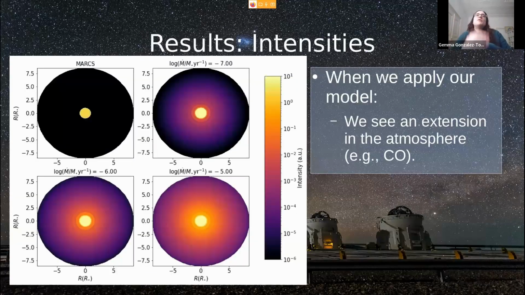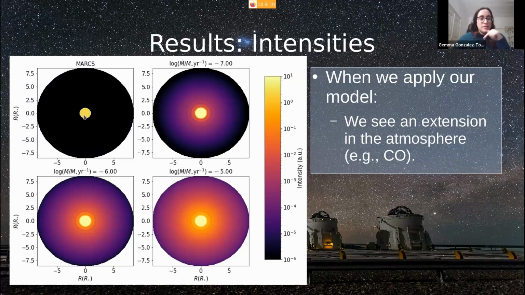So we have our model. And then we plug it into Turbospectrum, which essentially solves all the radiative transfer equations, and it's going to give us the intensities with respect to the line of sight and also the fluxes. So you can see initially what we get with the intensities. This is for one case of our model.